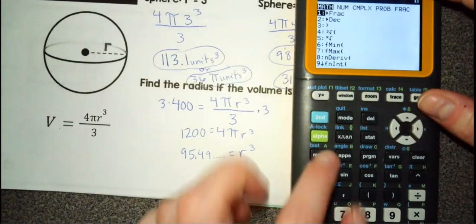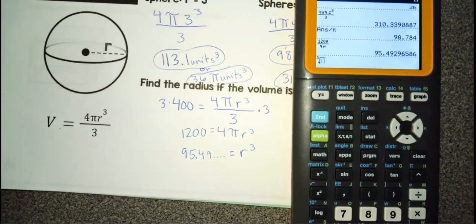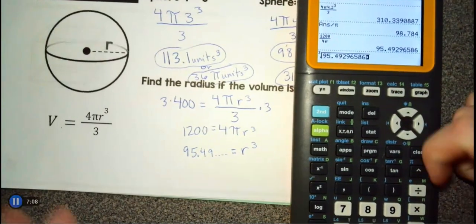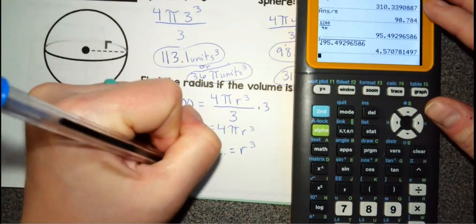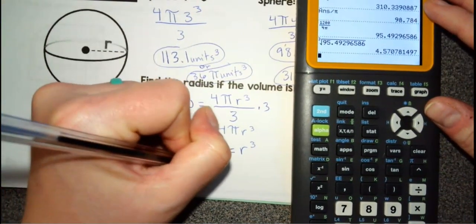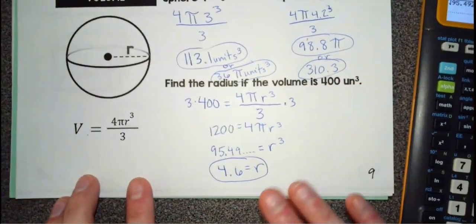Okay, so I'm going to do that one more time. Math. Cubed root. This number. So you end up getting 4. We're just going to, at the end, round it to the nearest tenth. 4.6 for the radius.